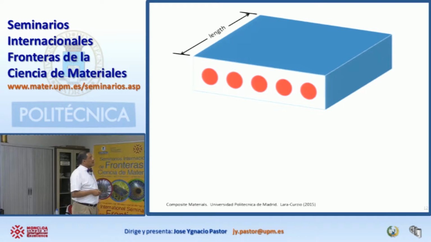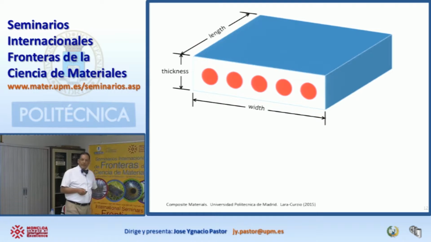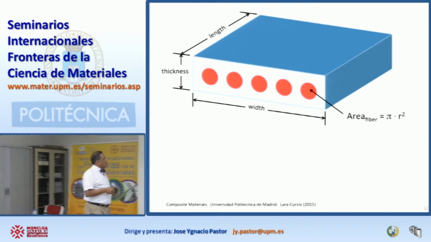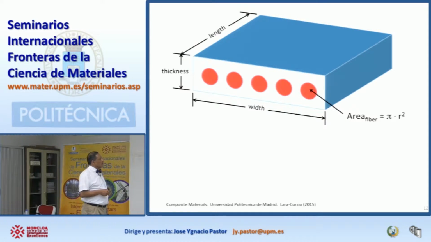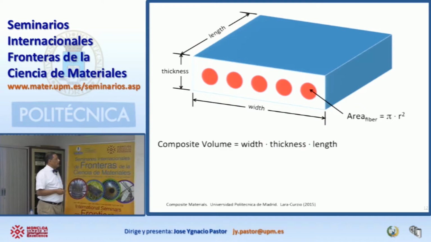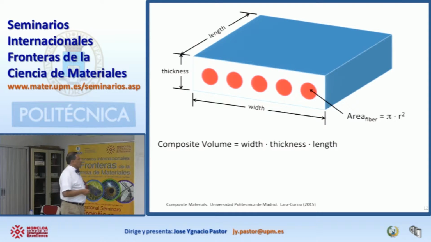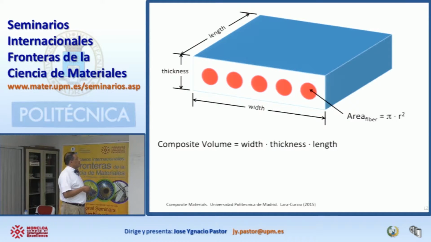In this case, we're going to have an object that has a length, a thickness, and a width. And we know that all the fibers have the same cross-sectional area, so the area of the fiber is going to be πr squared, where r is the radius of each fiber. And we're going to calculate the volume of the composite by multiplying the width times the thickness times the length. That's going to give us the volume of the whole composite, okay?